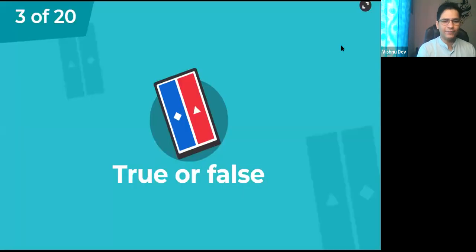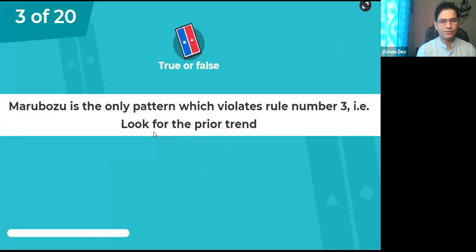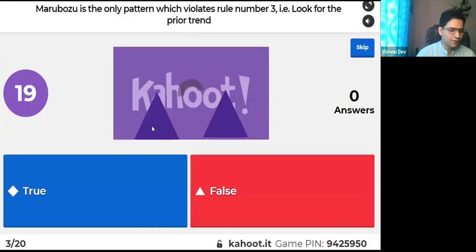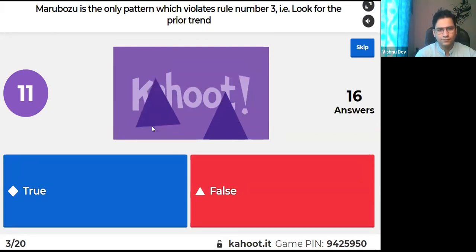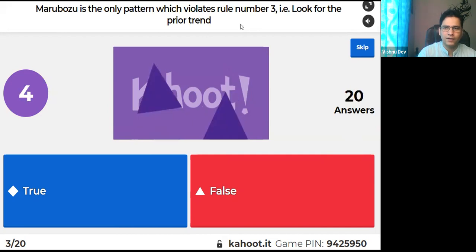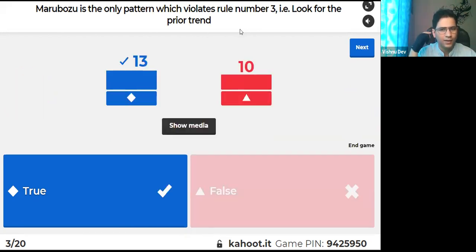Okay. So Marubozu is the only pattern which violates rule number 3, that is, look for the prior trend. True or false? You people will have to think about this. You will have to remember rule number 3. Rule number 3 is look for prior trend. It is true.